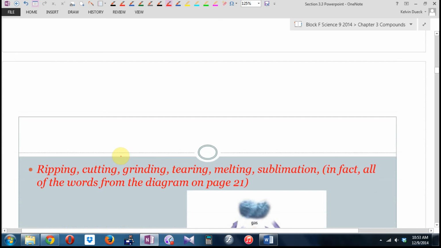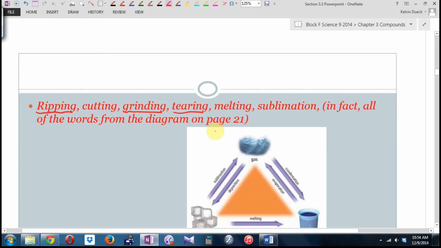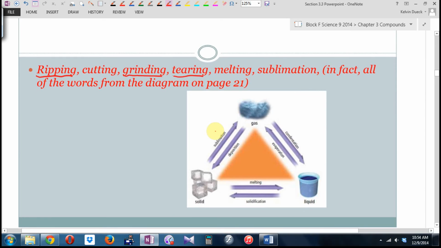Here's what I came up with. You can add these. Ripping. Cutting, I think I gave you already. Grinding something up, that's a physical change. Shredding would be a physical change. Tearing. Oh, and then you know what? All of the words, remember this chart from, holy smokes, 2 whole chapters ago? Sublimation, deposition, evaporation, condensation, melting, solidification. Those are all physical changes.